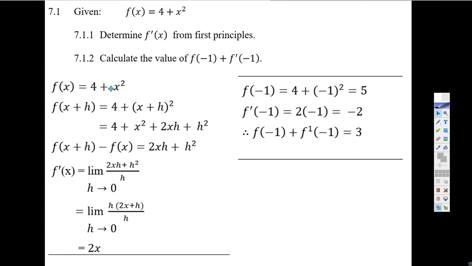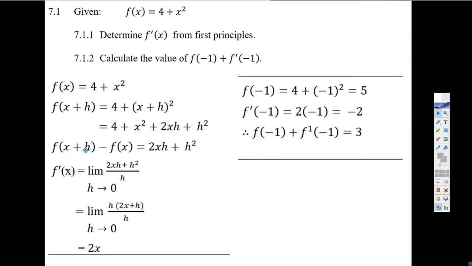Well, that's what f of x is. It's 4 plus x squared. What does f of x plus h mean? It means wherever you see an x, put x plus h. If it was 5x, you'd have to put an x plus h there. Well, x plus h squared, you have to be able to expand it. This binomial, you have to be able to do FOIL and see it's x squared, 2xh, and h squared.